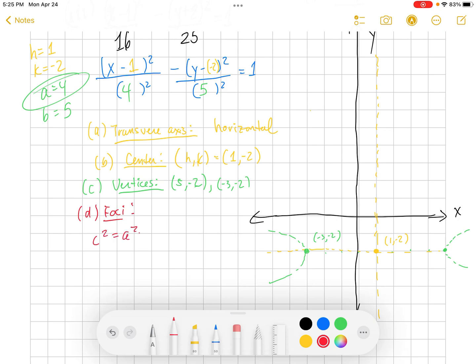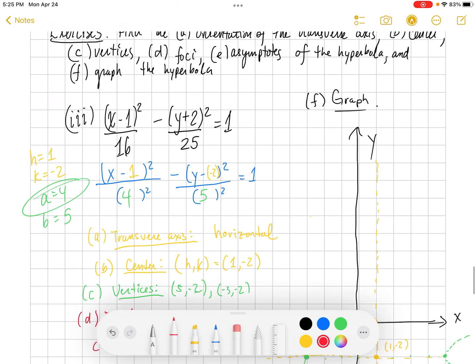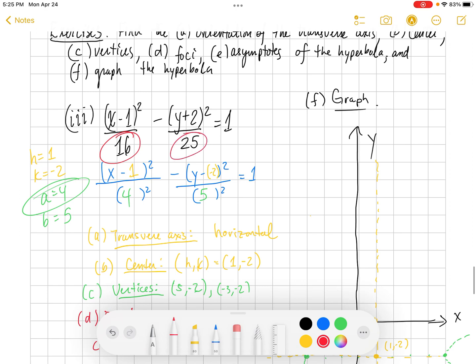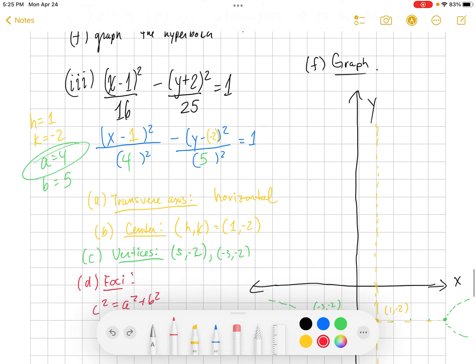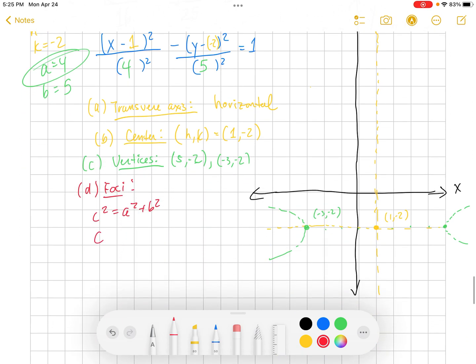Okay, foci. To find foci, you got to find the c. So c squared equals a squared plus b squared. So here a squared is 16 and b squared is 25. So I'm going to add 16 and 25. 16 plus 25, c squared is 41. So c is the square root of 41, which is about 6.4.